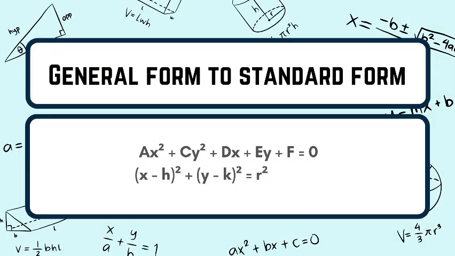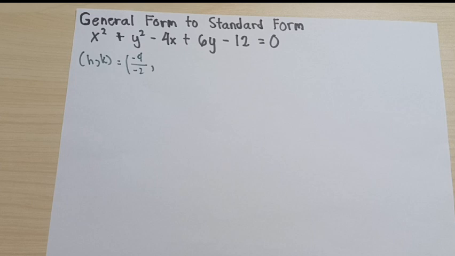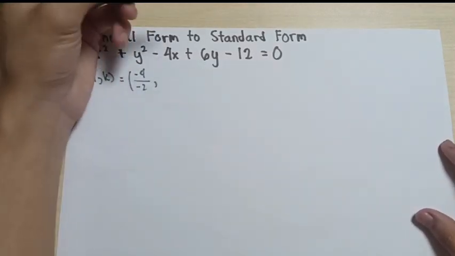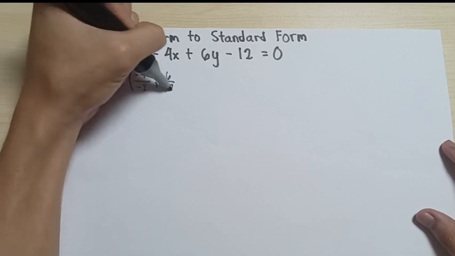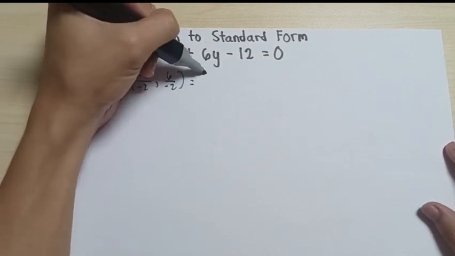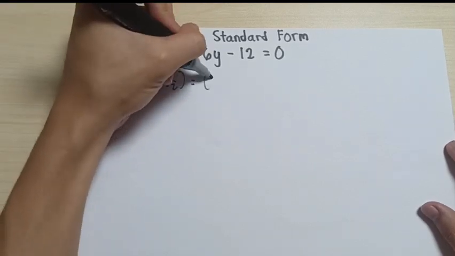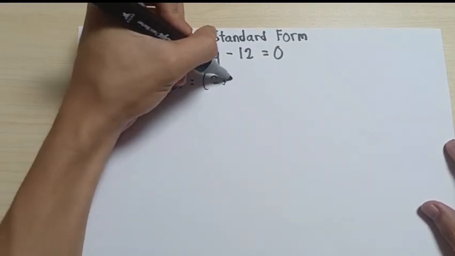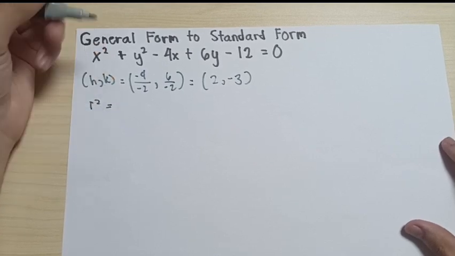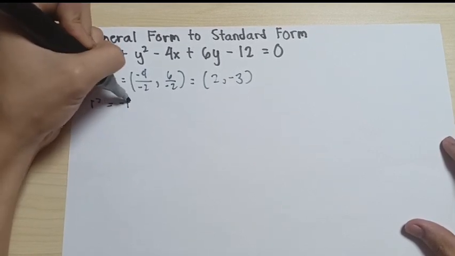Transforming general form to standard form. Since the video was cut, I will just explain. So here is the formula for getting h and k. We divide d and e by negative 2. Our d and e are negative 4 and 6. Now, negative 4 divided by negative 2 is 2. Then 6 divided by negative 2 is negative 3.